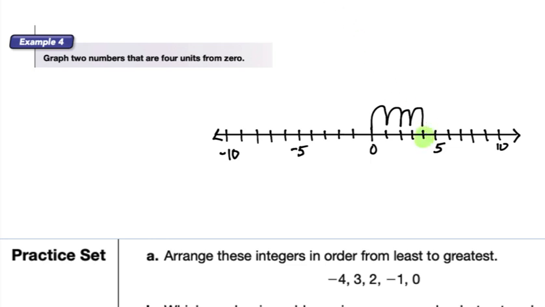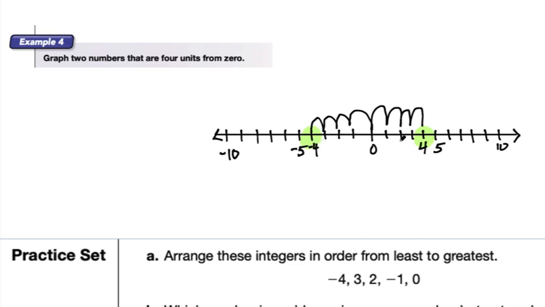I think you probably knew that. And then we're going to go back in the other direction: 1, 2, 3, 4. And there's the other number, negative 4. So we've graphed those two by putting dots there. We've got a positive 4 and a negative 4.